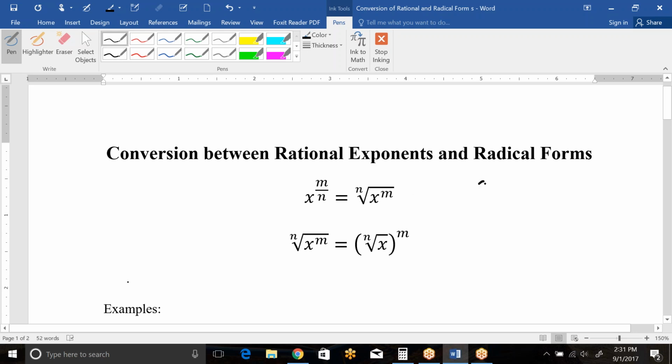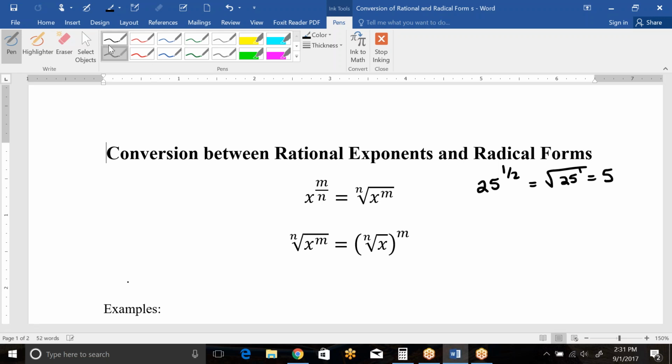So if we have 25 to the 1/2 power, then that's really the square root of 25 to the first power, which we know as 5. So that's what we're looking at here, except we're looking at it in a variable sense. We also know that it doesn't matter if you do the power inside first or if you take the root first. That's this version where they've pulled the power outside.